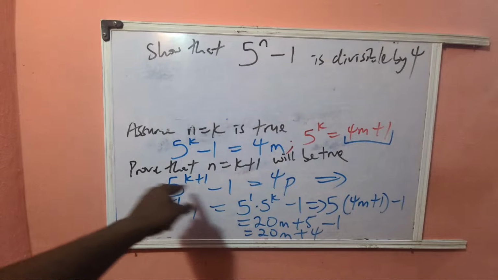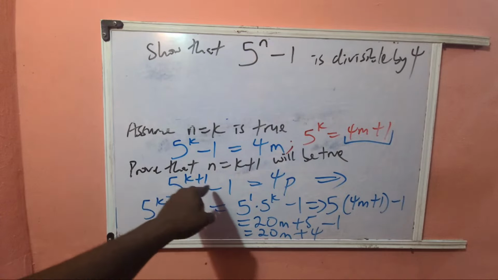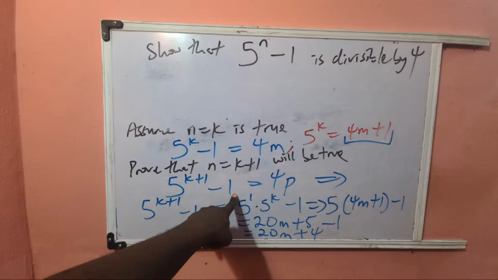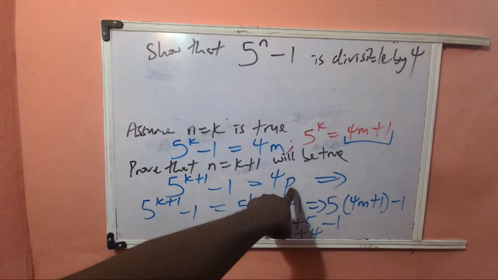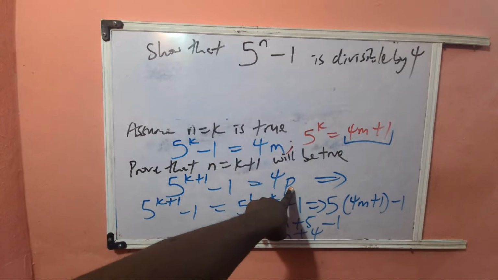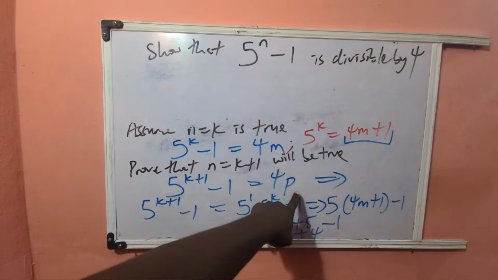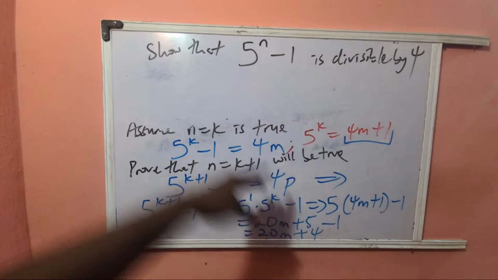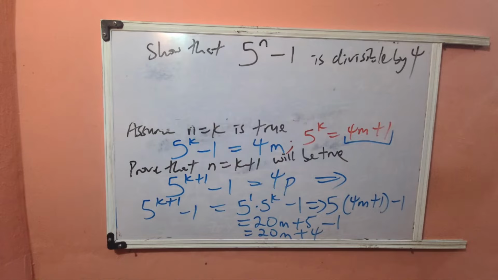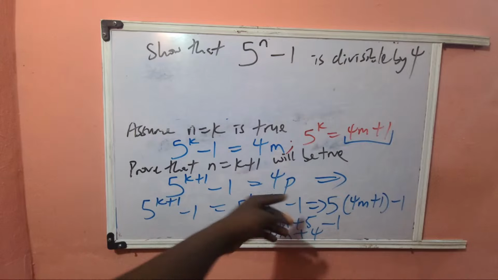I said if after I do 5 raised to the power k plus 1 minus 1, I get a value that is 4 times any integer, which I just represent with p here, then I will say I'm correct. But if I don't get this, then I will say it's not correct.